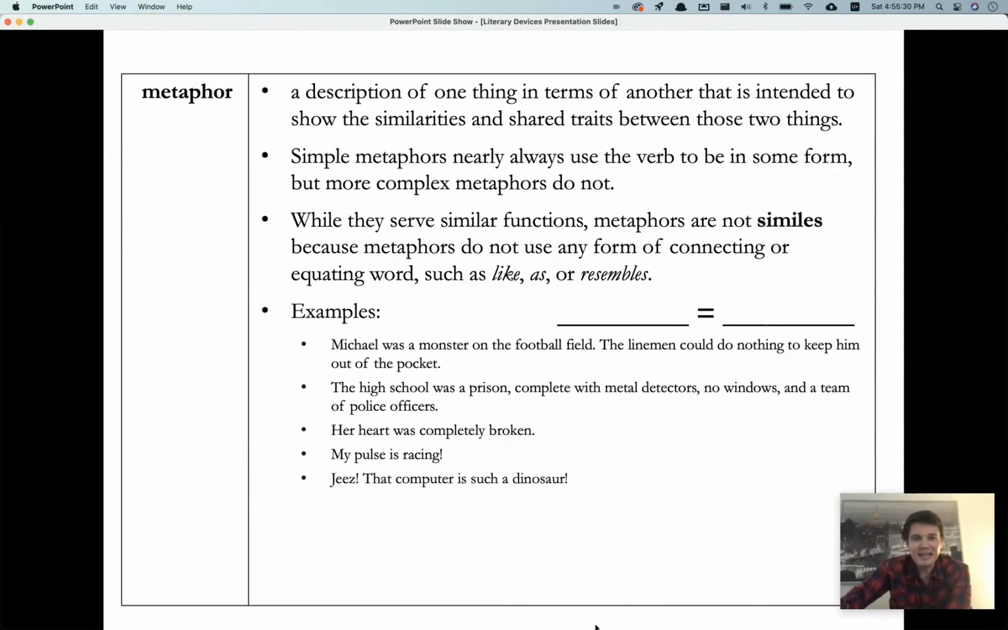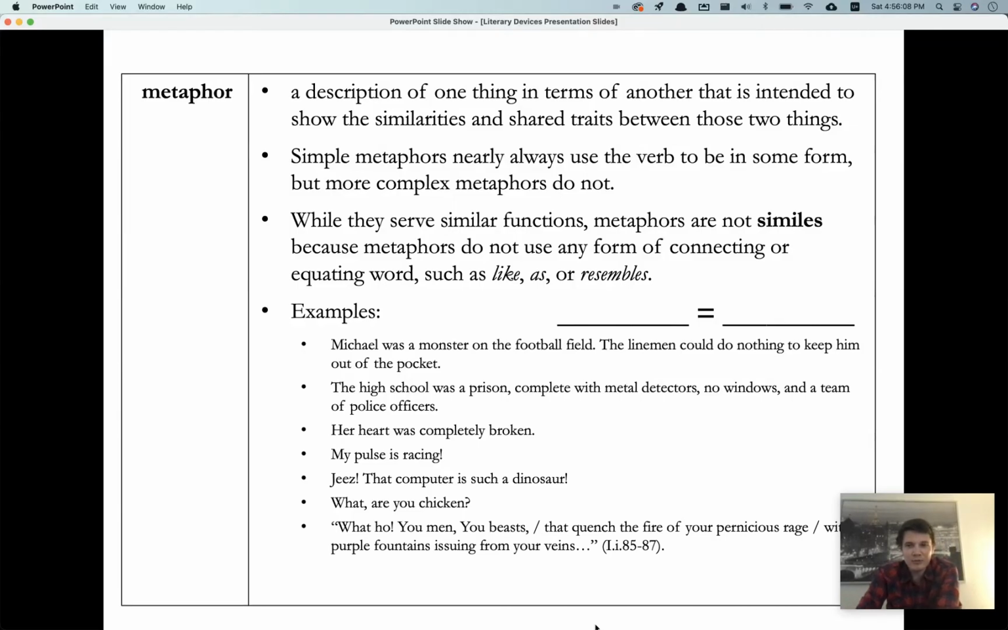Geez, that computer is such a dinosaur, right? Of course, intended to highlight that the computer is old and out of date. Maybe also really big, because today's computers tend to be smaller than they were 15, 20, 25 years ago. So again, computer equals dinosaur. What are you, chicken? It means afraid, right? Chicken is a word used to say, like, are you afraid of something? But for the equation here, it is you equals chicken.